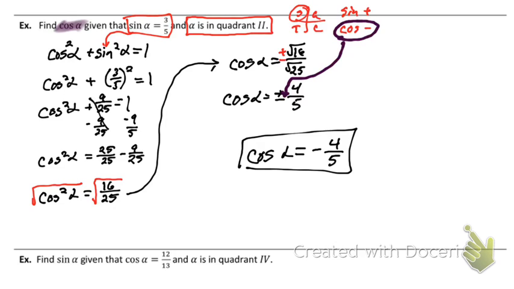Now, if you wanted to check this, you could take that negative 4 over 5 and plug it in for your cosine. And I bet you any money if you do negative 4 over 5 squared plus 3 over 5 squared, you're going to come up with 1. So that is our answer of negative 4 over 5.